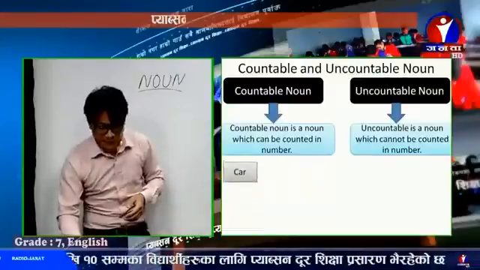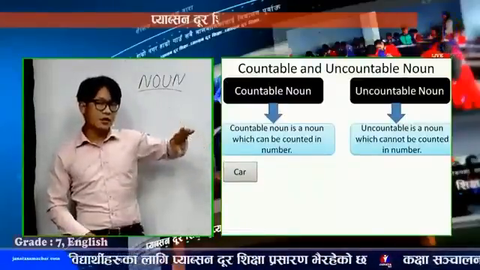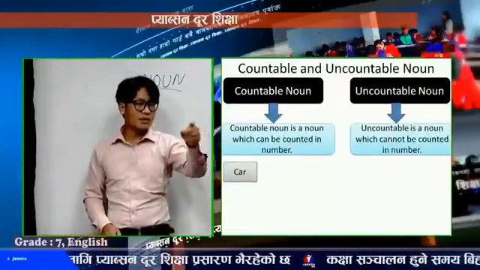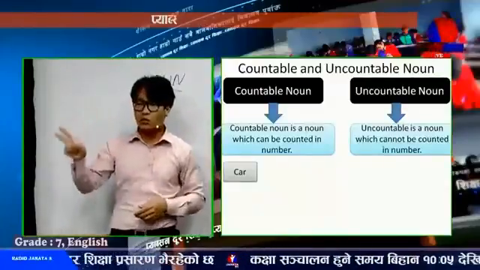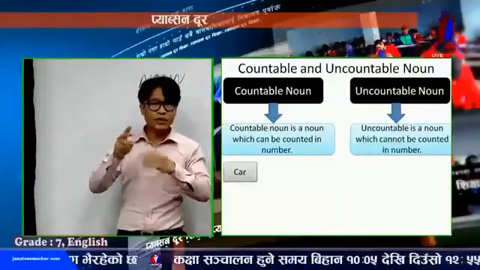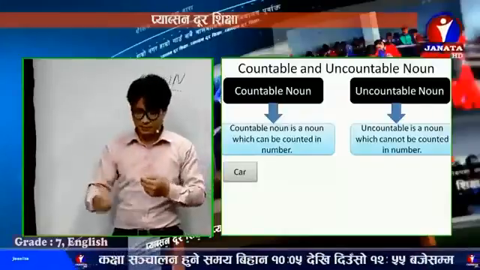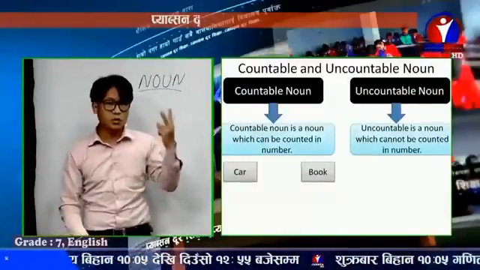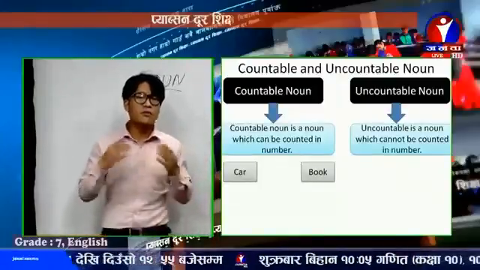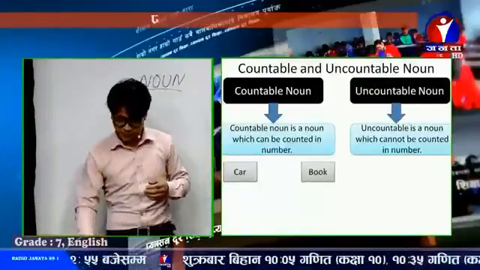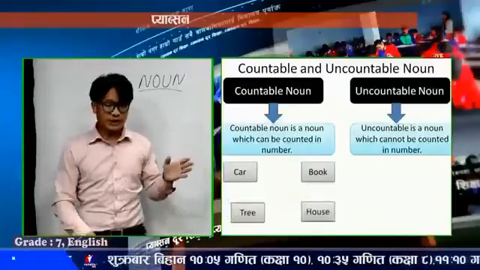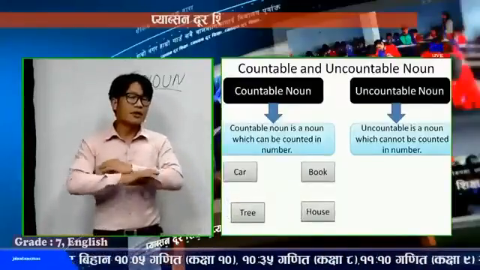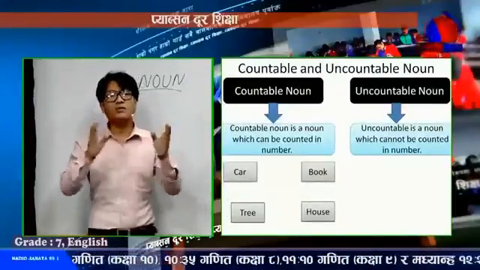Let's have an example like a car. We can say there is one car, there is a car, there are two cars. We can count in a number. A book also we can count. One book, two books, three books, some books we can count. Tree, house, we can count them. So they are countable.